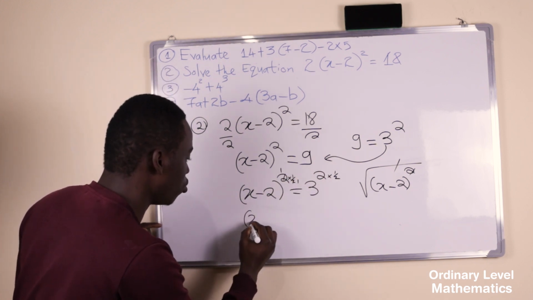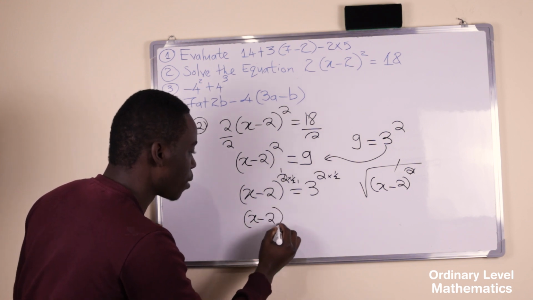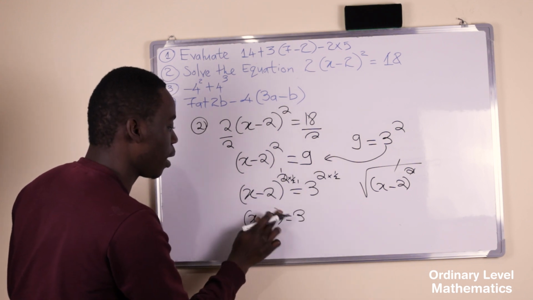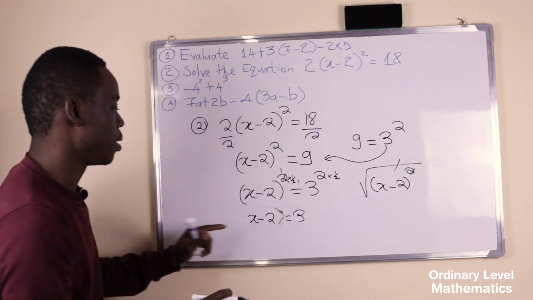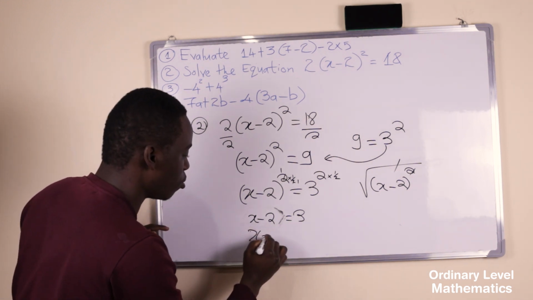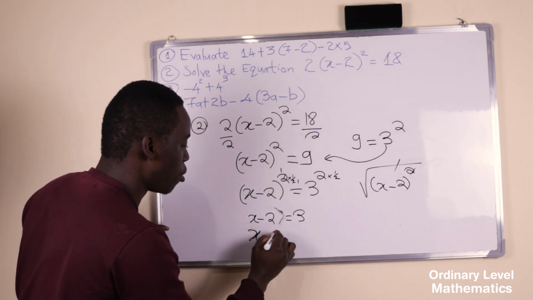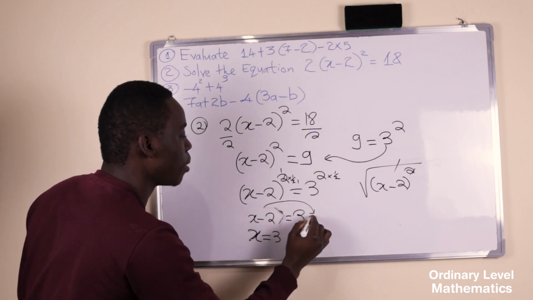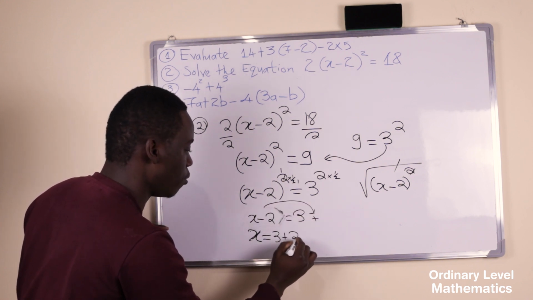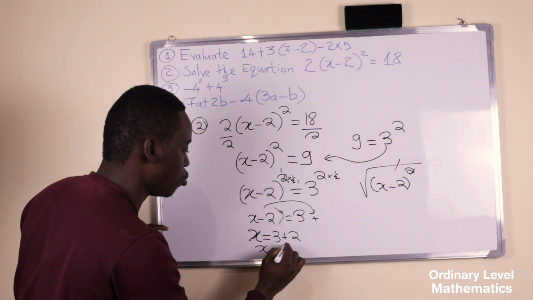Hence this will be dropped down as x minus 2 is equal to 3 without the brackets this time. Hence we evaluate x to be equal to 3, when this crosses the equal sign, becomes positive 2. Hence our x is equal to 5.